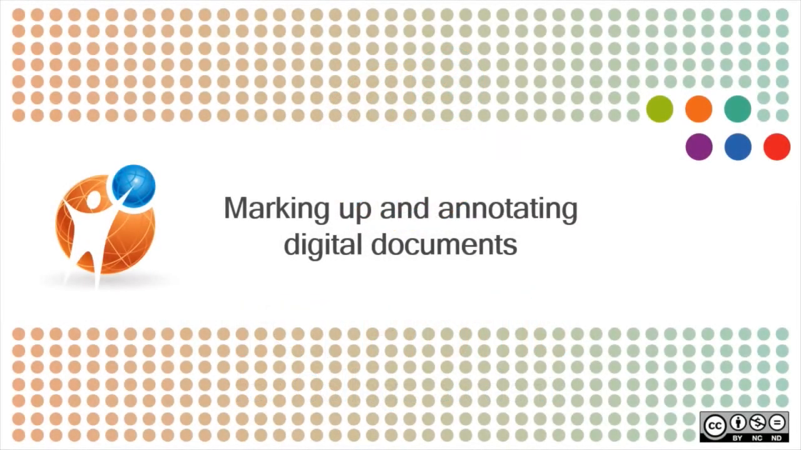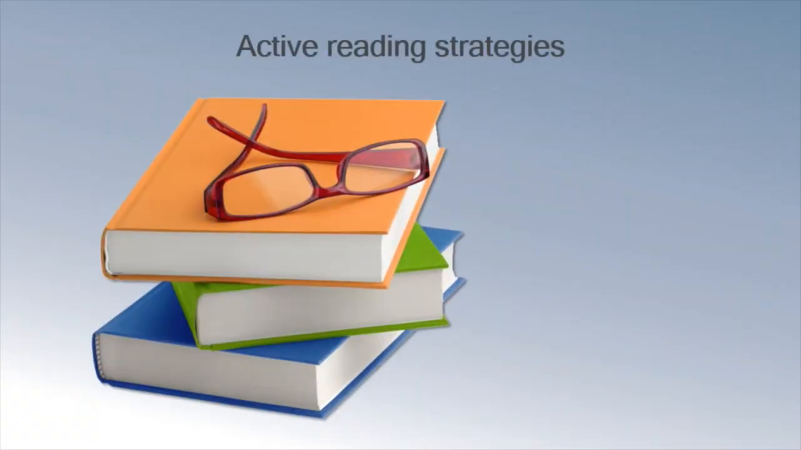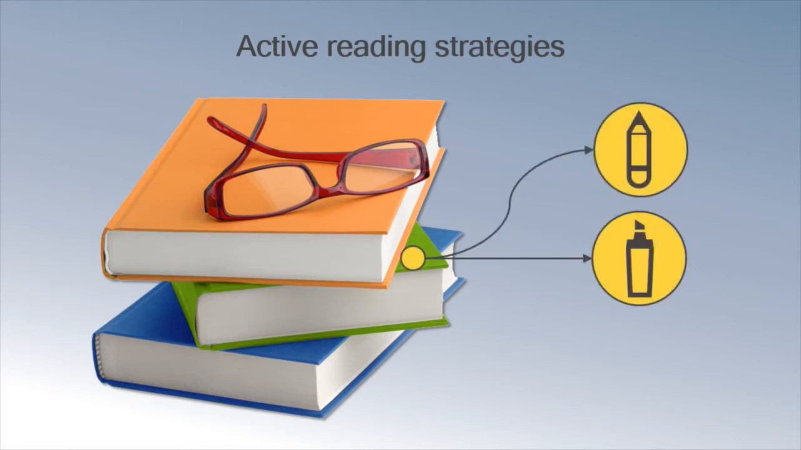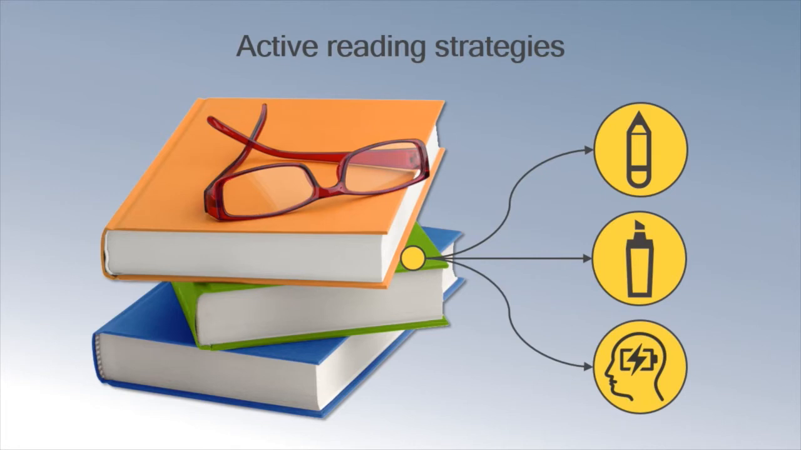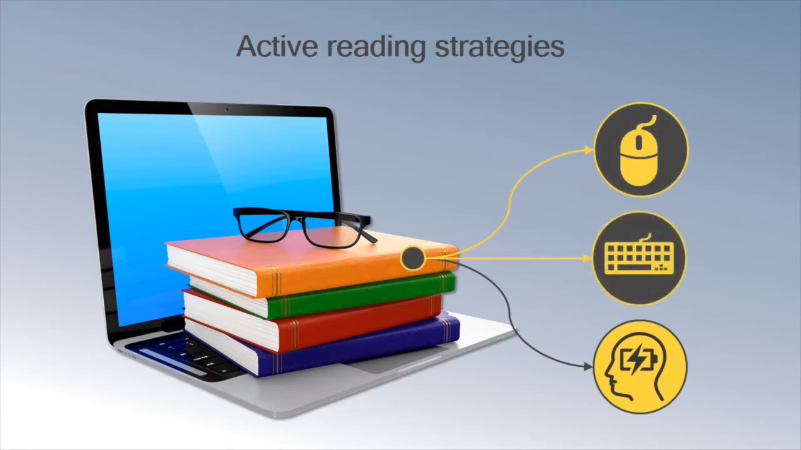Markup and annotation are effective ways to highlight information that you deem to be important in digital documents in order to understand and retain their essential content. You have no doubt already learned how to use active reading strategies with paper documents using 3 tools: a pencil, a highlighter, and your undivided attention. Well, these same strategies can be used in many electronic documents. The pencil and highlighter are replaced by software functions, but there is no substitute for your undivided attention.